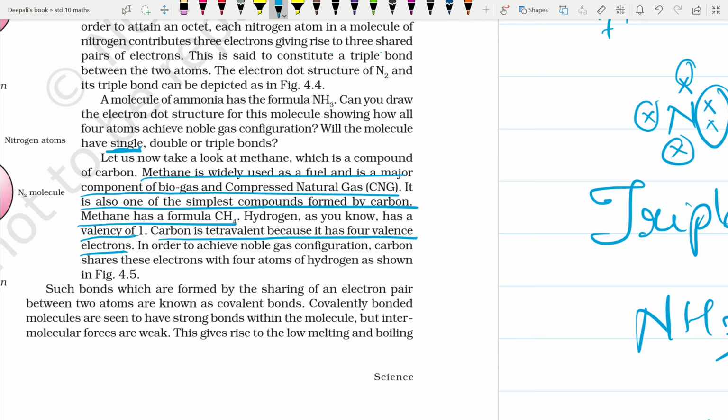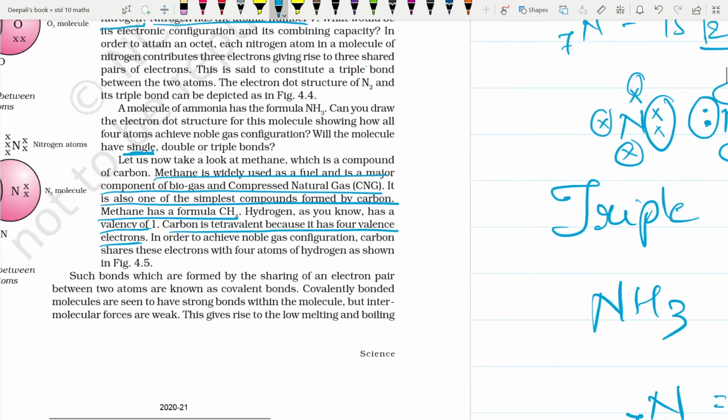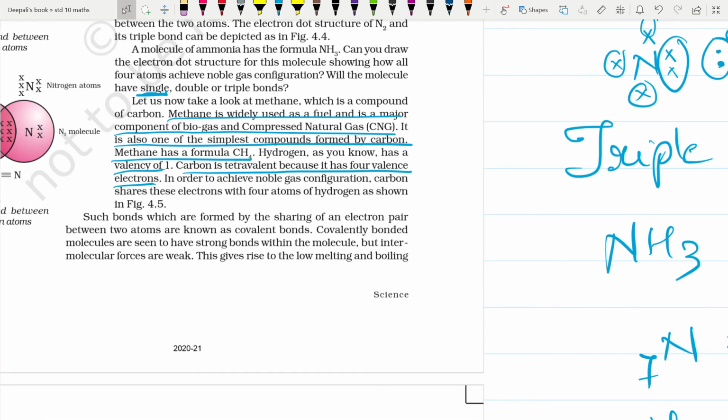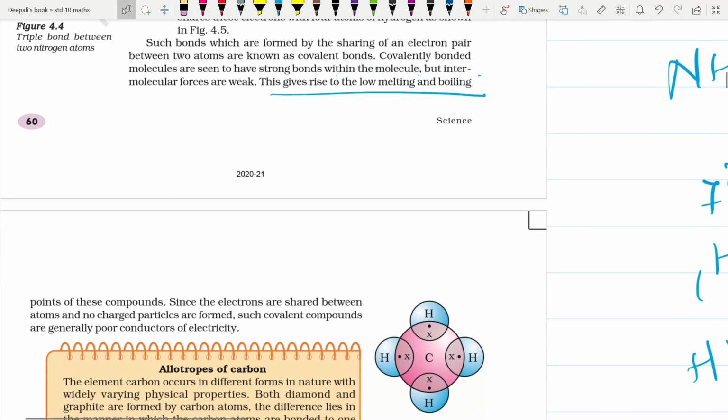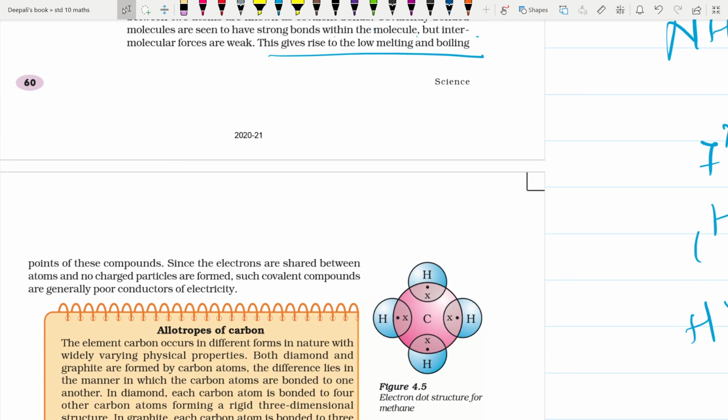In order to achieve noble gas configuration, carbon shares these electrons with 4 atoms of hydrogen as shown in the figure. Such bonds which are formed by the sharing of electrons between two atoms are known as covalent bonds. Covalently bonded molecules are seen to have strong bonds within the molecules, but intermolecular forces are weak. This gives rise to low melting and boiling points. Do you understand now? Since the electrons are shared between the atoms and no charged particles are formed, such covalent compounds are generally poor conductors of electricity. So this is what we understand.